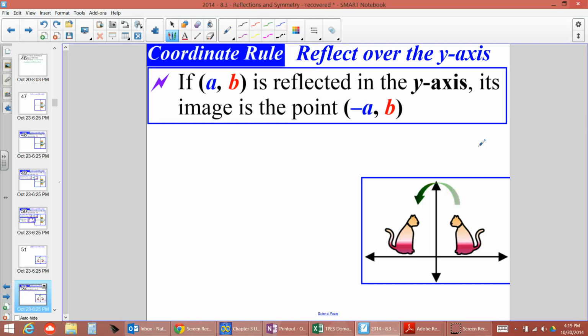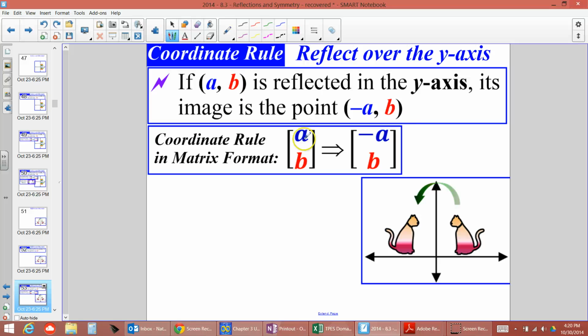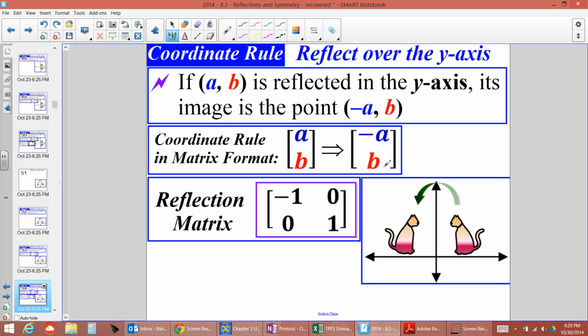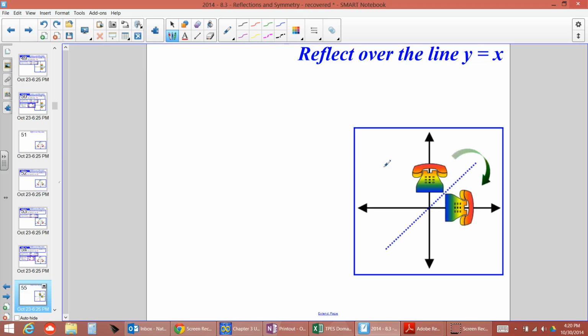If we reflect over the y-axis, notice how we count the distance to the y-axis, and we count that same distance to here. If we give it a coordinate, (A, B) becomes (negative A, B). As a matrix, X is on top, Y is on bottom. It becomes negative X's, and the Y's don't change at all. Again, we don't look at reflection matrices because it doesn't make any sense.